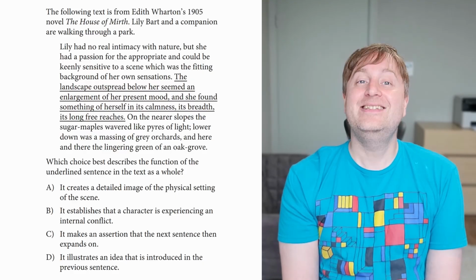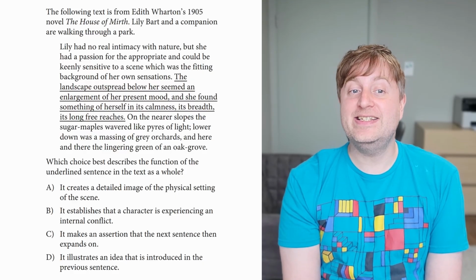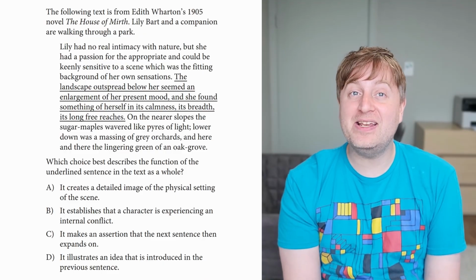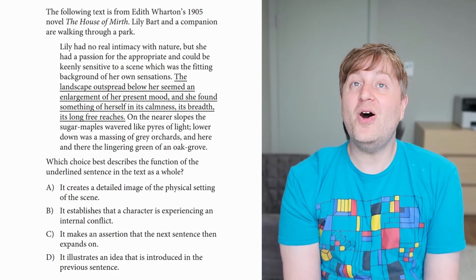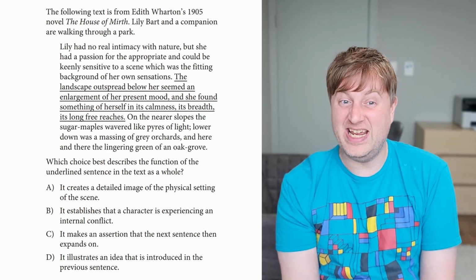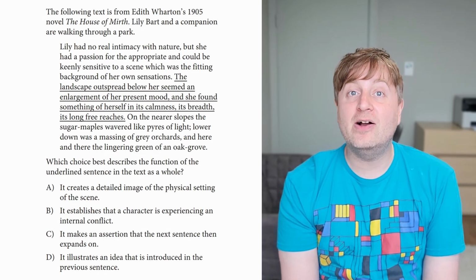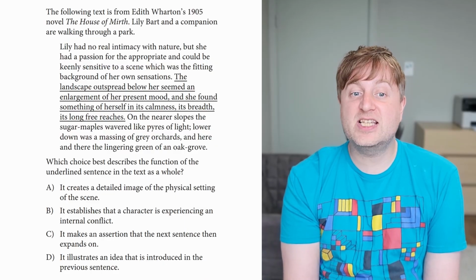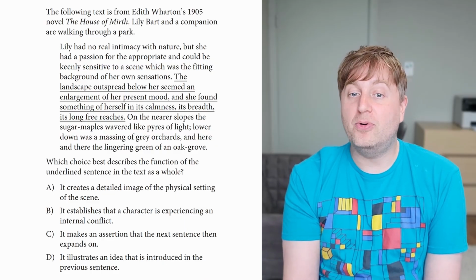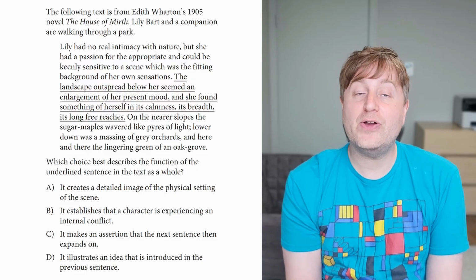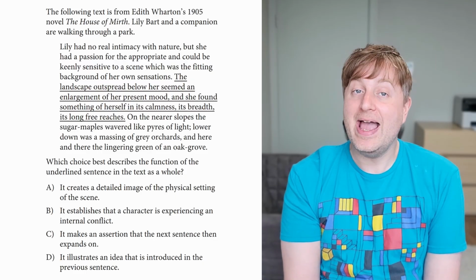Let's move on. D. It illustrates an idea that is introduced in the previous sentence. At last, we have an answer that matches our prediction. We've already established that the first sentence emphasizes Lily's view of nature as a fitting background of her own sensations, and that the underlined sentence expands upon that idea by portraying the setting as an extension of her mood. Therefore, we can pick answer D and move on.